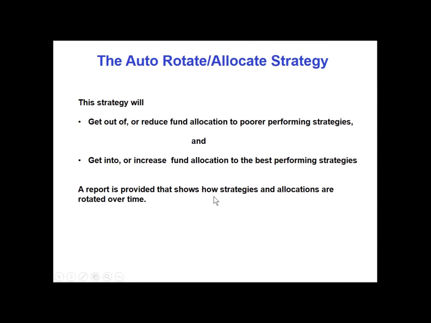All right, now we're going to go into the auto-rotate allocate strategy. The idea of this one is that it'll get you out of or reduce fund allocations to poorer performing strategies and get you into or increase fund allocation to the better performing strategies. It's going to give you a report that I found helpful, that shows how strategies and allocations are rotated over time. And you'll see a tip at the end: if you have 3 strategies and you're going to hold 3 positions, it works, but it works better if you have more strategies than you have positions.